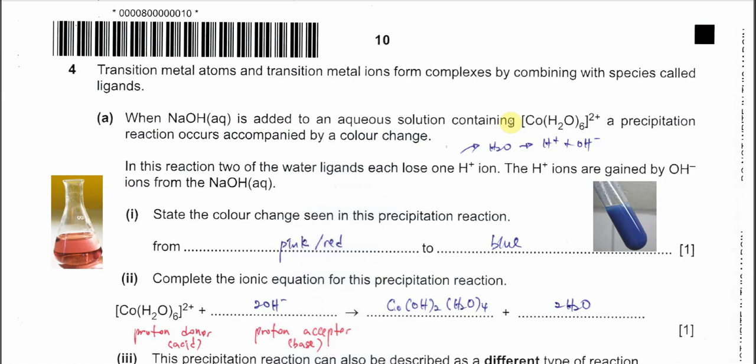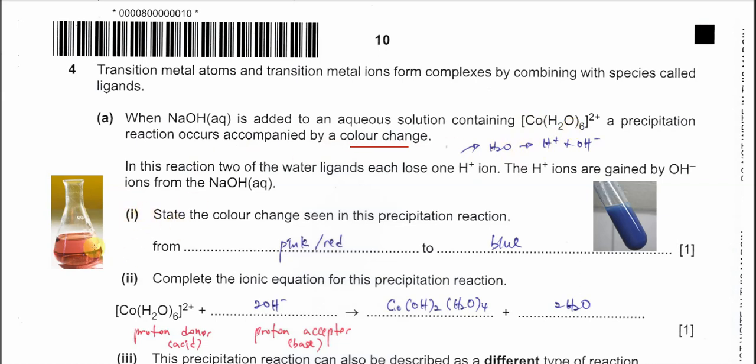Question 4. This question is about the transition elements. For part A, when sodium hydroxide is added to an aqueous solution containing hexaaqua cobalt(II), a precipitation occurs, accompanied by a color change. In your syllabus, you need to know the color change of the cobalt and copper complexes. So hexaaqua cobalt(II) is actually pink in color.